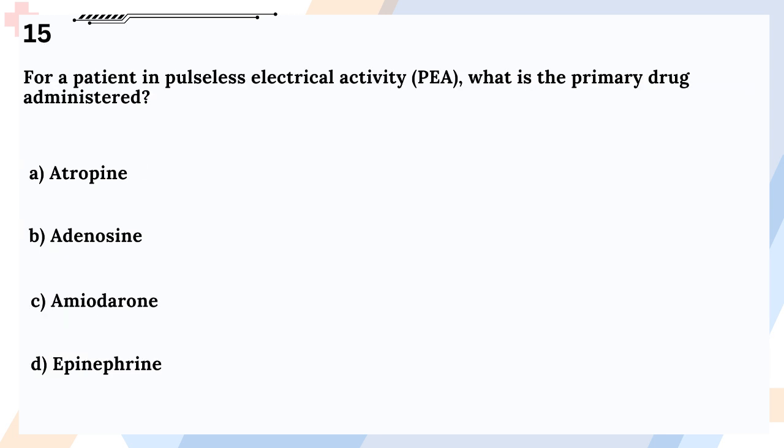Question 15. For a patient in pulseless electrical activity, PEA, what is the primary drug administered? A. Atropine. B. Adenosine. C. Amiodarone. D. Epinephrine.